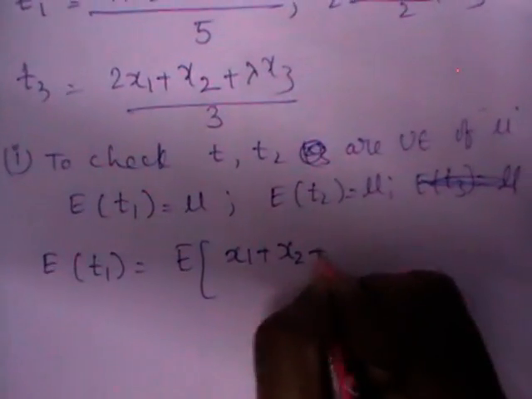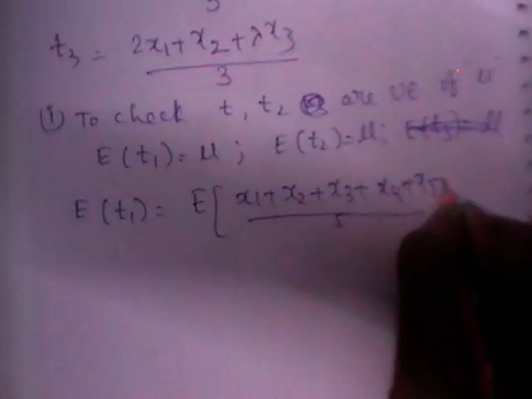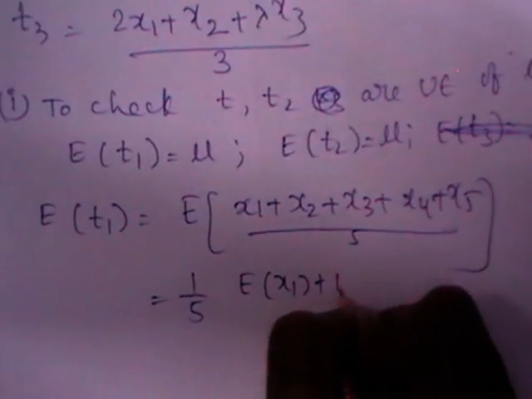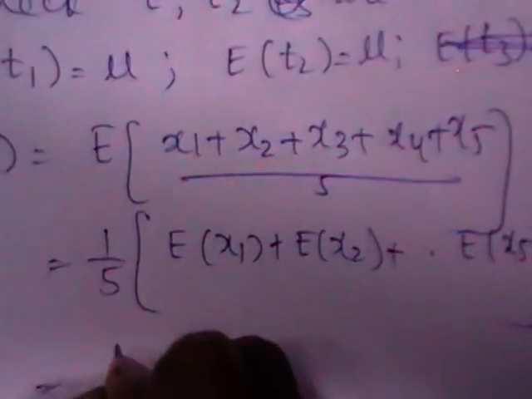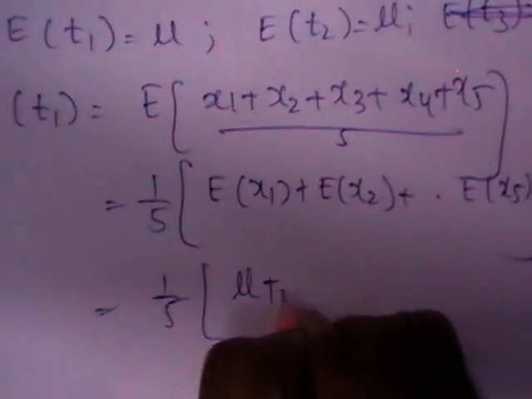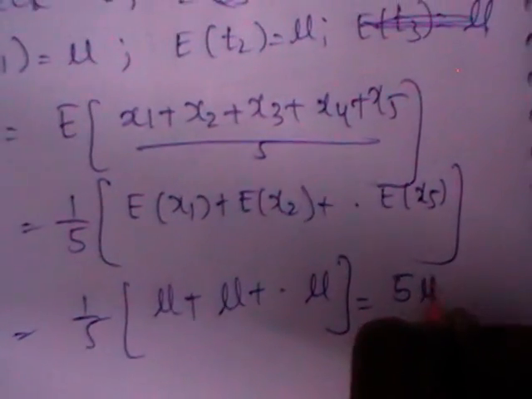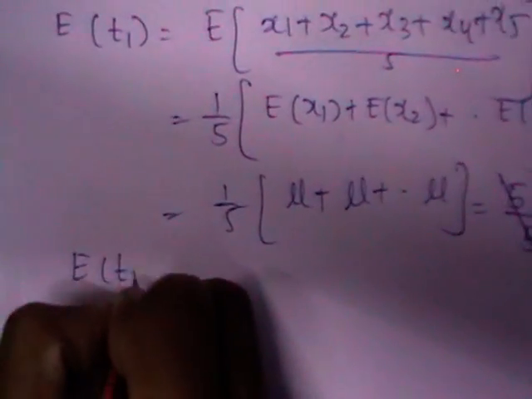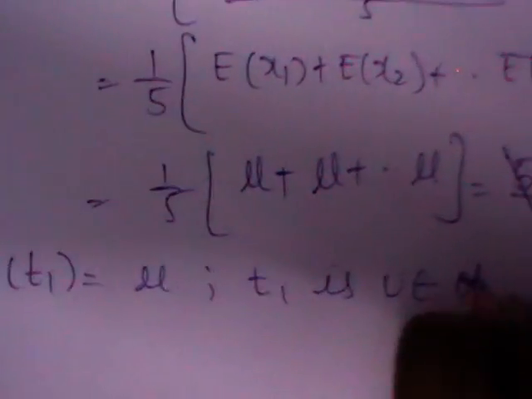x1 plus x2 plus x3 plus x4 plus x5 by 5. As 5 is a constant, we can take it out of the expectation. E of x1 plus E of x2 plus so on E of x5. What is the mean of normal distribution? Mu. So E of x1 is mu, all are mu only, mu plus so on mu. You have 5 mu, you are adding mu for 5 times, so 5 mu by 5, which is nothing but mu. You got E of T1 is equal to mu. We can call T1 is UE of mu.